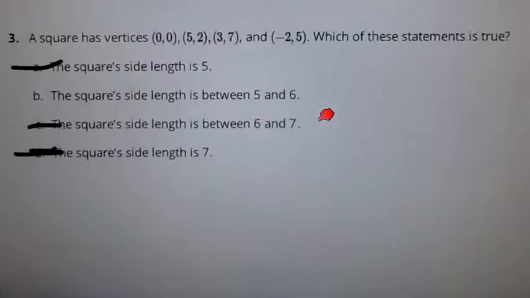This is not true. It's not between 6 and 7. It would have to have an area of somewhere bigger than 36 and less than 49. And the square's side length is not 7 because its area is not 49.